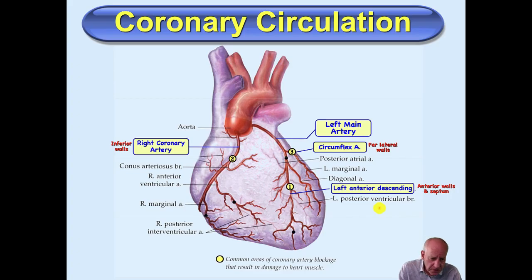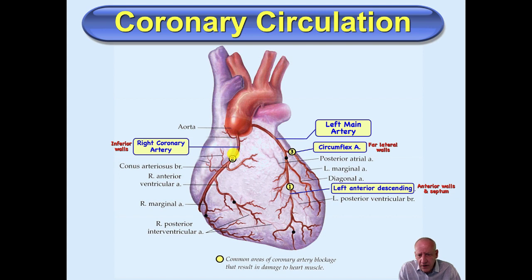The heart is nourished by two main arteries, the left main and the right coronary. They are the first to branch off the aorta, just beyond the cusp of the aortic valve. So the heart is very self-serving. The first organ that it feeds is itself.